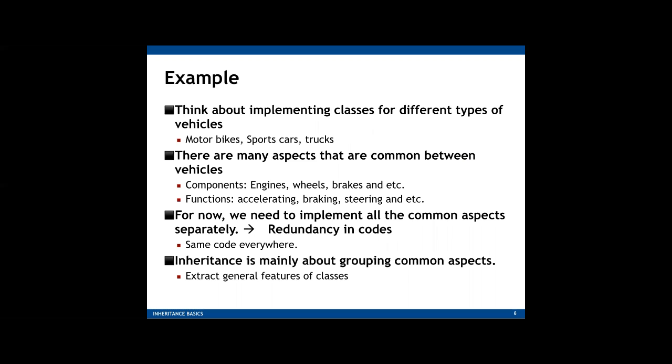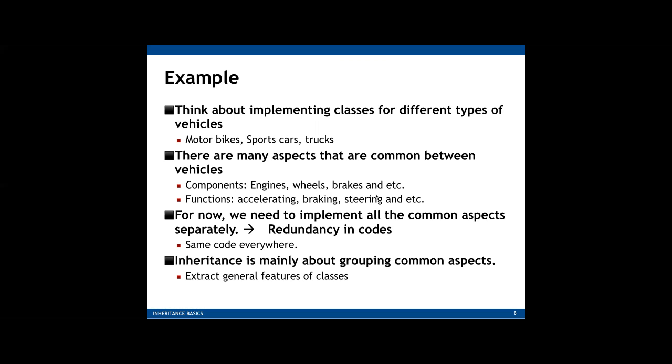So let's talk more about inheritance using an example. Consider a group of vehicles. If you try to create classes for motorbikes, sports cars, and trucks, there should be many aspects that are common between these vehicles. For example, they all should have common components such as engines, wheels, and brakes, and so on. And they also should have common functions as well, such as accelerating, braking, and steering.